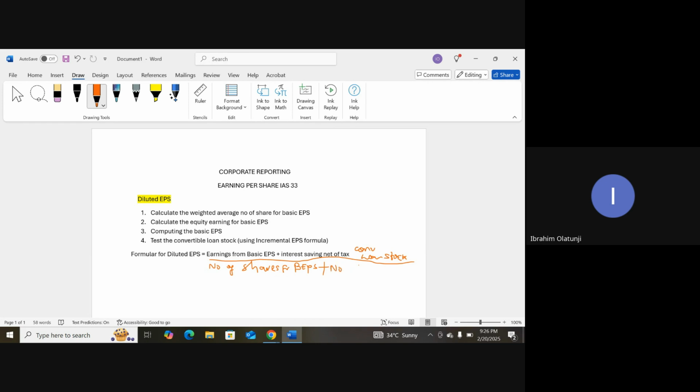So number of shares in exchange of convertible loan stock.